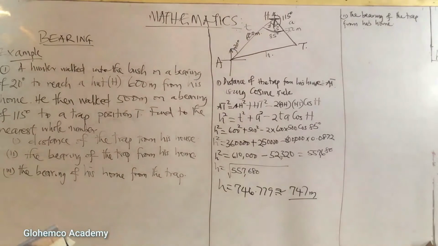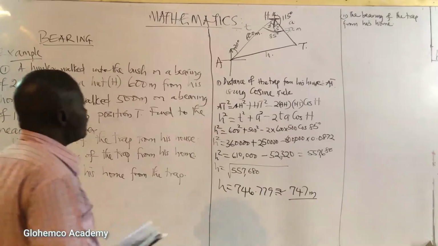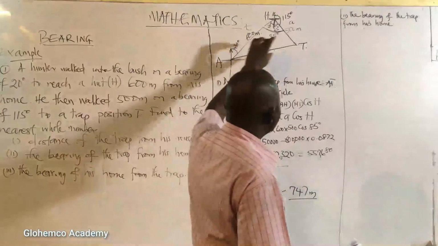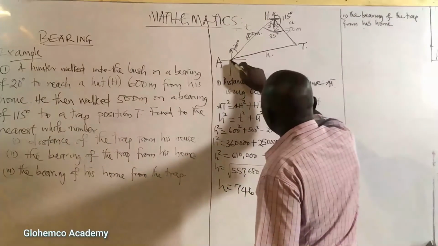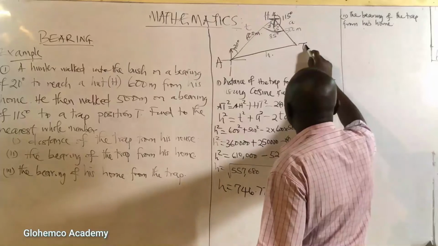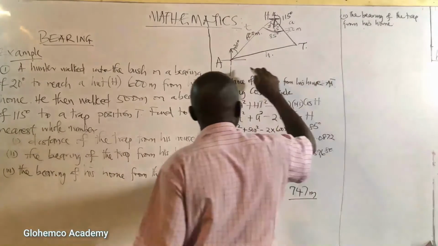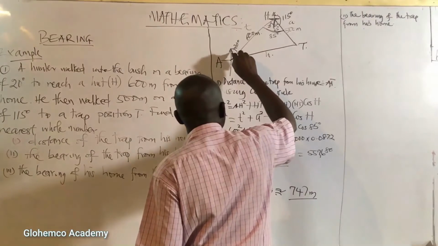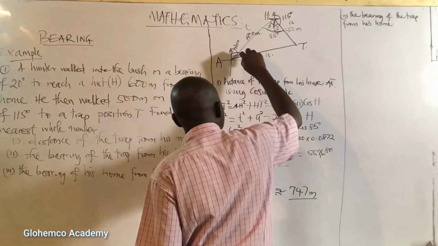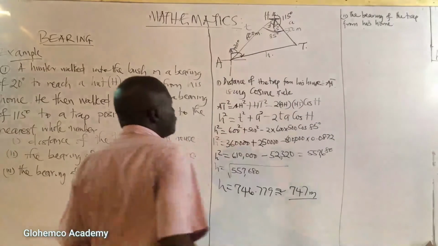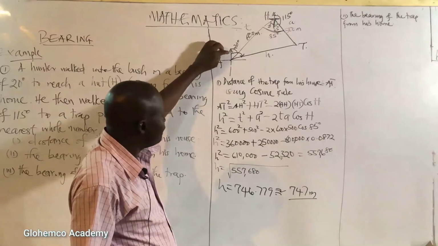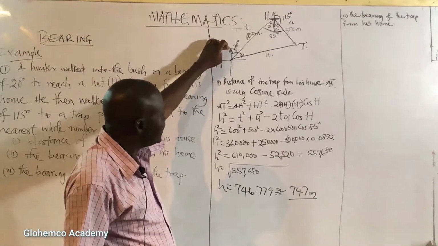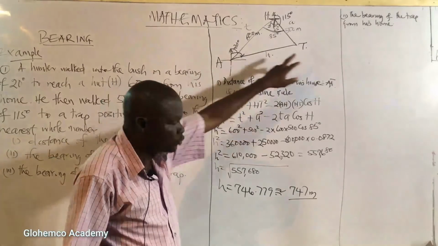In this case, we have to identify the trap and we have to identify the home. This is the home and this is the trap. The bearing of the trap is the only line that travels from the home to the trap. So what we are looking for is this angle from the true north. What is the value from the true north to this particular line that travels to the trap? We have to find the value of the angle from the true north down to the only line that travels from the home to the trap.